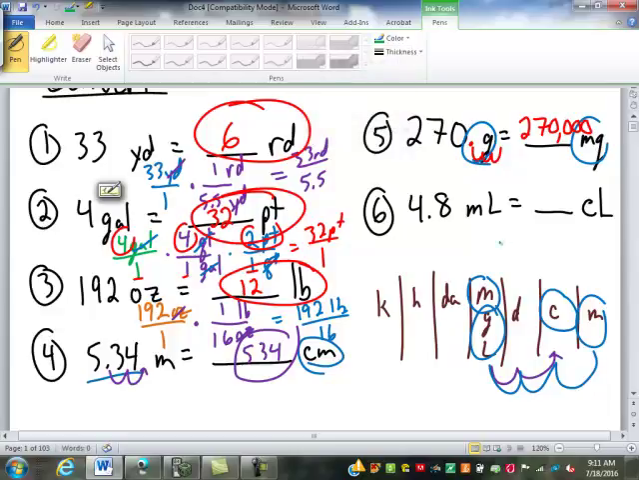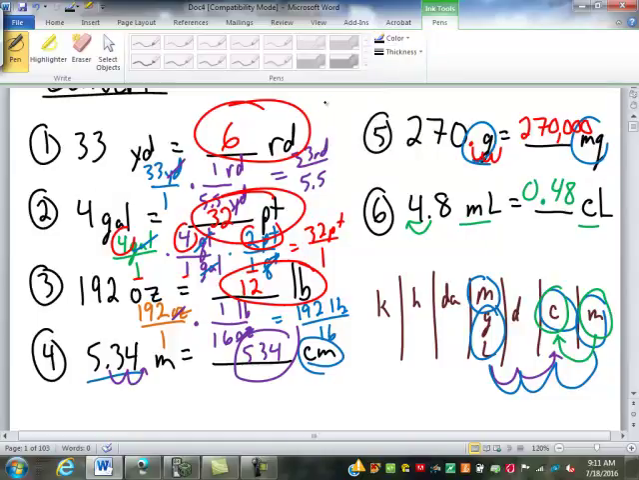And then this one here, milliliters to centiliters. Well, here's milli, and we're going to centi. To get from milli to centi, that's 1 spot to the left. So my decimal point goes 1 spot to the left. So that's going to be 0.48 centiliters. Any questions on those conversions?